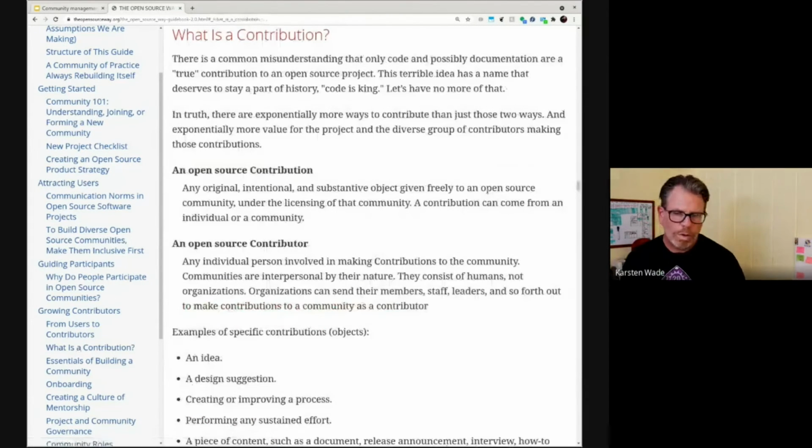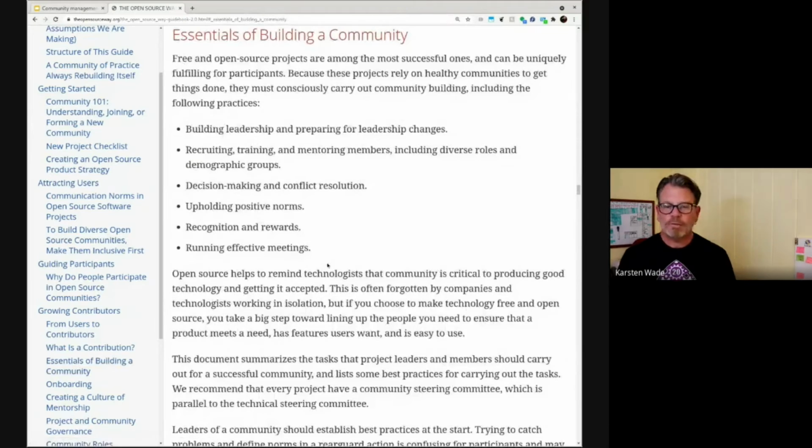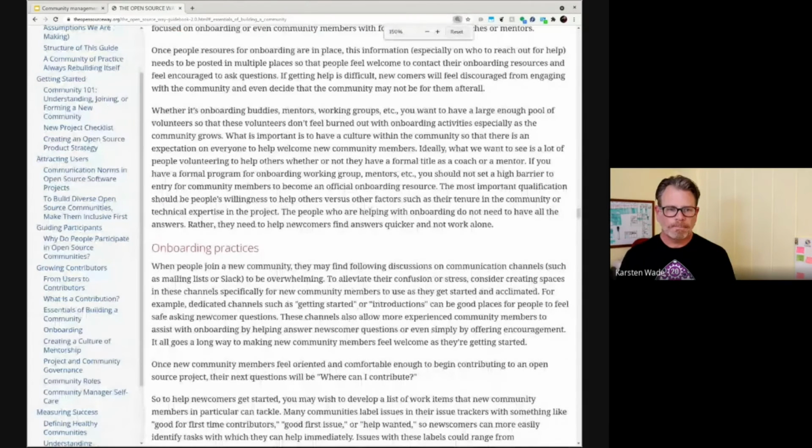The next chapter is what is a contribution? And this is a straightforward, concise explanation of what a contribution is, and provides some examples. And the next chapter is essentials of building a community, and it's also a concise single chapter that covers a range of essential components in building a community, kind of a go-to chapter.